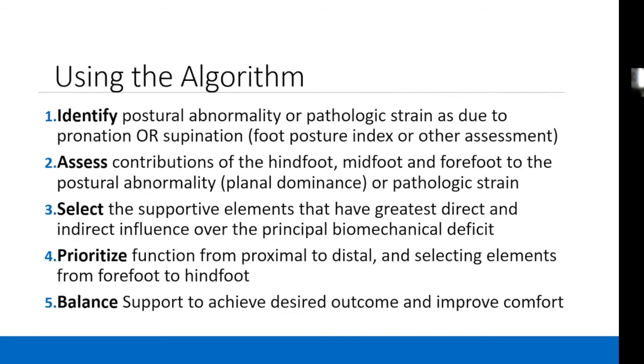So the algorithm will be applied by these 5 steps. First, to identify a postural abnormality if it exists, or a pathologic strain that is the intent to be treated with the design, and to associate that as being due to a posture, pronated or supinated, with regard to the foot posture index or other assessment. Now, this may be an abnormal excessive pronation or supination, or something which is just a posture which is tended toward which is providing the pathologic strain.